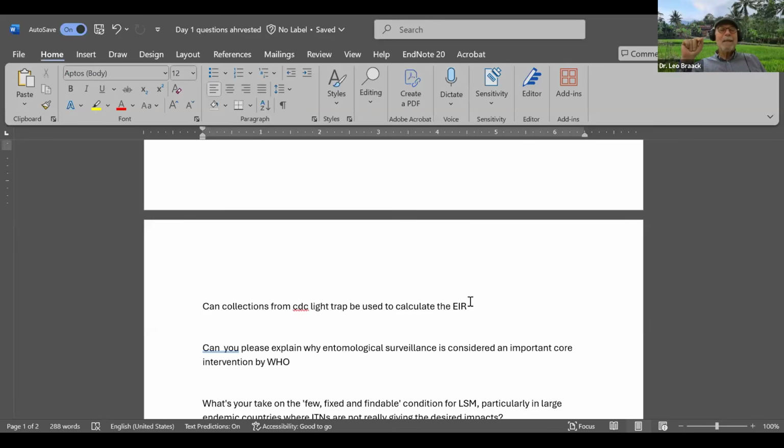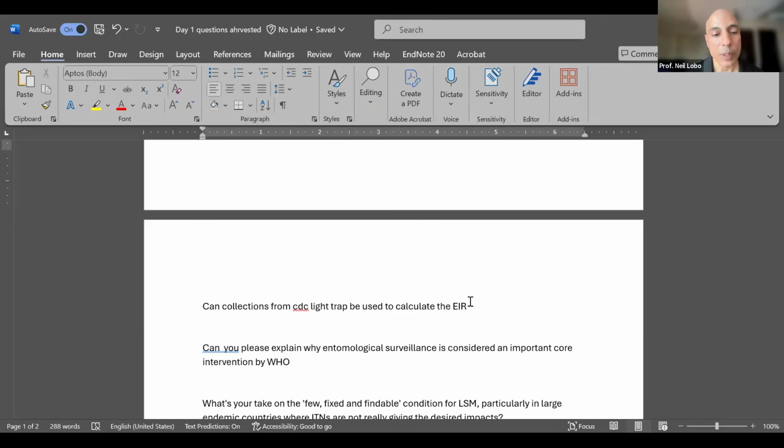Yeah. So next question is, can collections from CDC light traps be used to calculate the entomological inoculation rate, presumably in contrast to human landing catches? So yes, the short answer is yes. And the caveat is that CDC light trap catches do not catch the same proportion of mosquitoes or the same human biting rate as with HLCs.